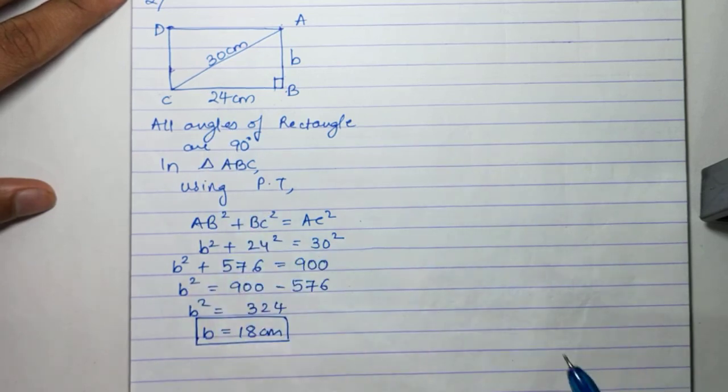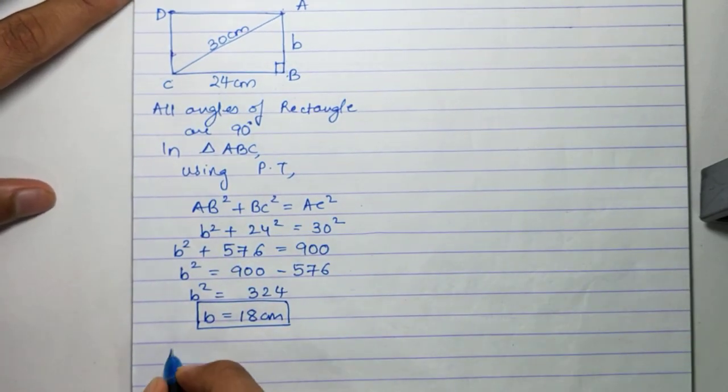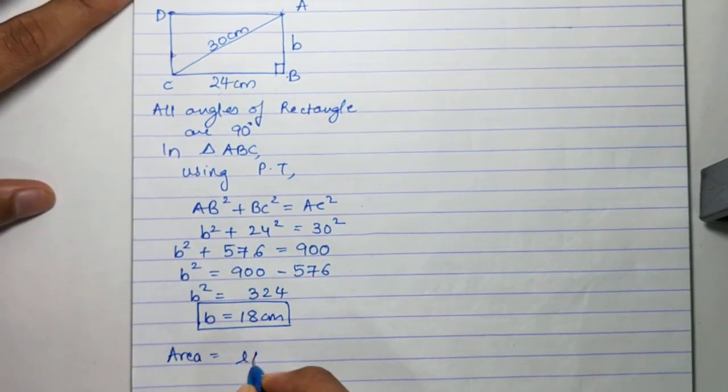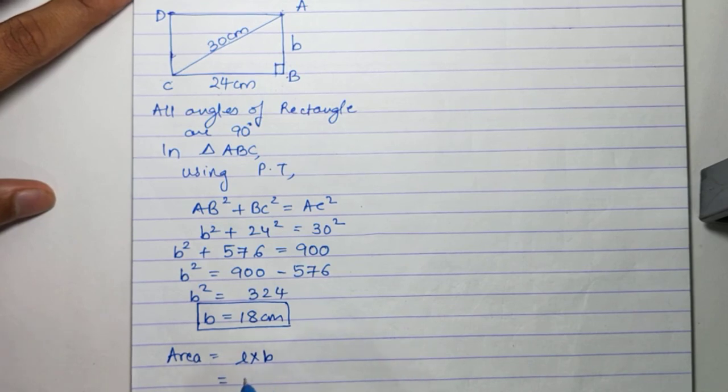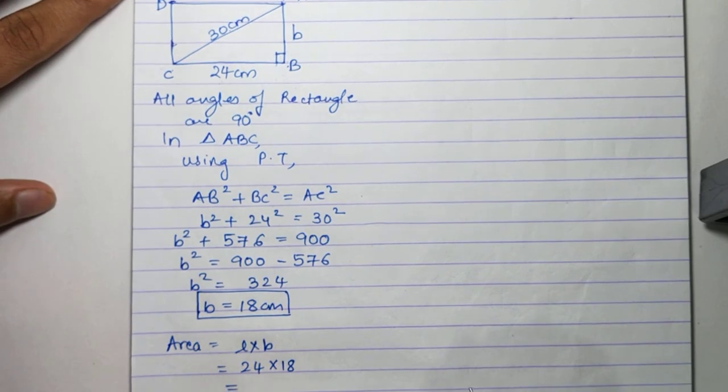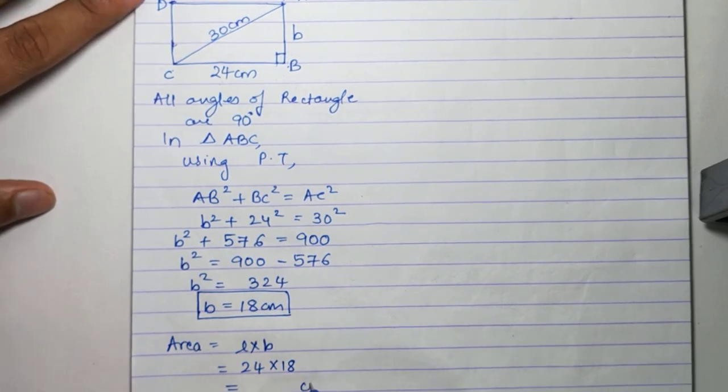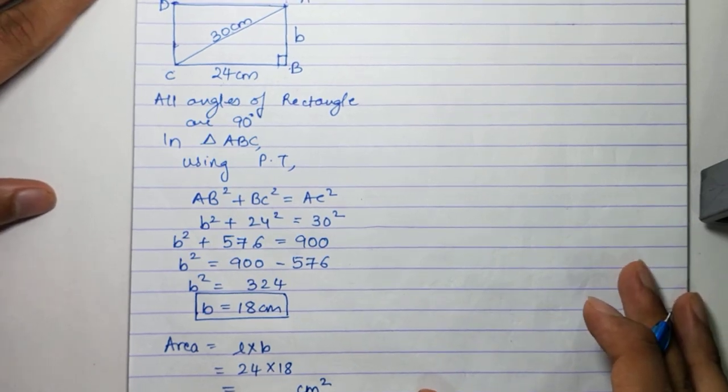Length is already 24 centimeter. Now we have to find the area. Area is length into breadth. That is 24 into 18. The answer will be in centimeter square. I want you to do this calculation on your own.